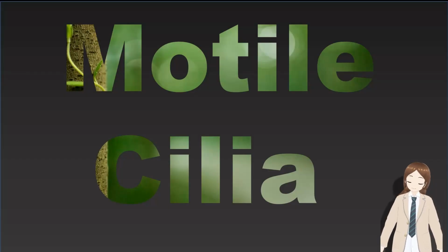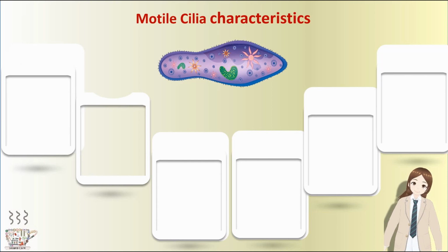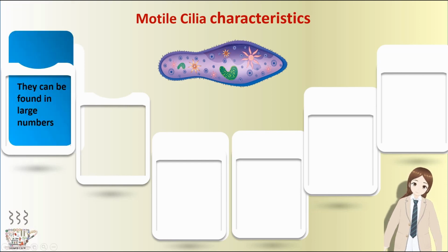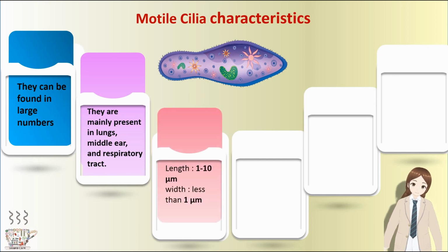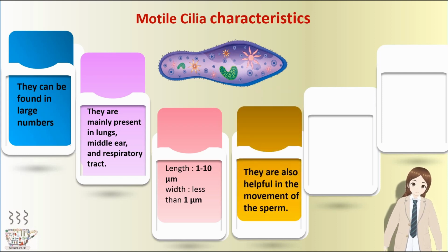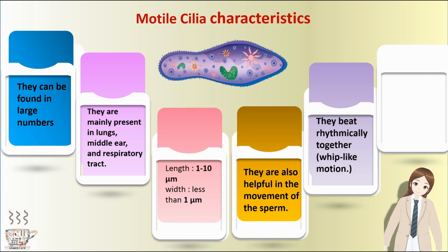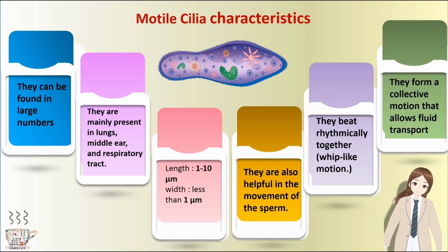Motile cilia. Motile cilia characteristics. They can be found in large numbers. They are mainly present in lungs, middle ear, and respiratory tract. Their length is 1 to 10 micrometers. Their width is less than 1 micrometer. They are also helpful in the movement of the sperm. They beat rhythmically together in a whip-like motion, and they form a collective motion that allows fluid transport.